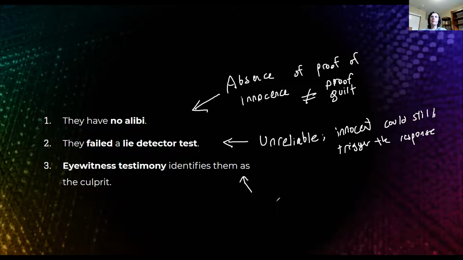What about this one? Eyewitness testimony. How could an eyewitness saying you did it not be evidence of guilt? Well, the witness could be lying, right? Maybe they were the killer and they're lying about it, or they could be mistaken, right? Memories are not perfect. People can very easily be misled.